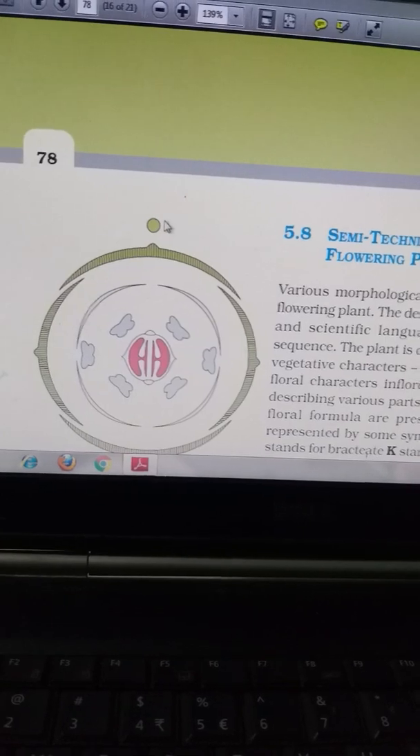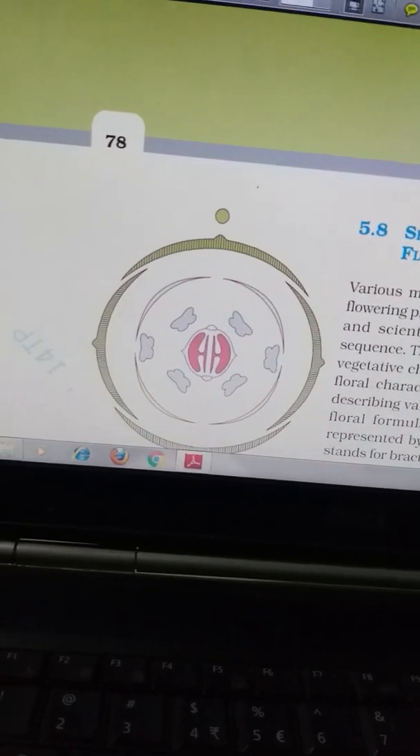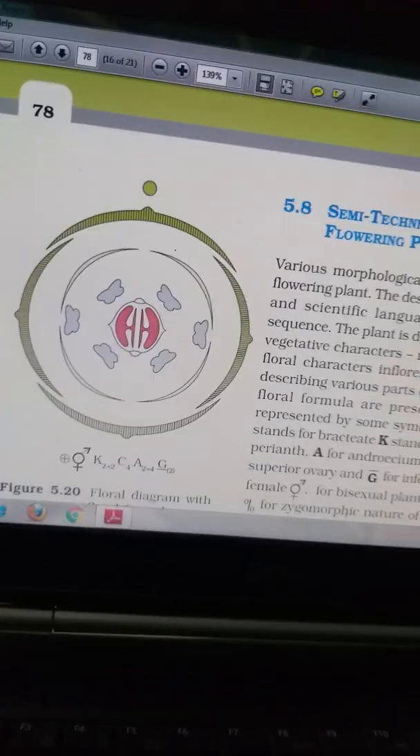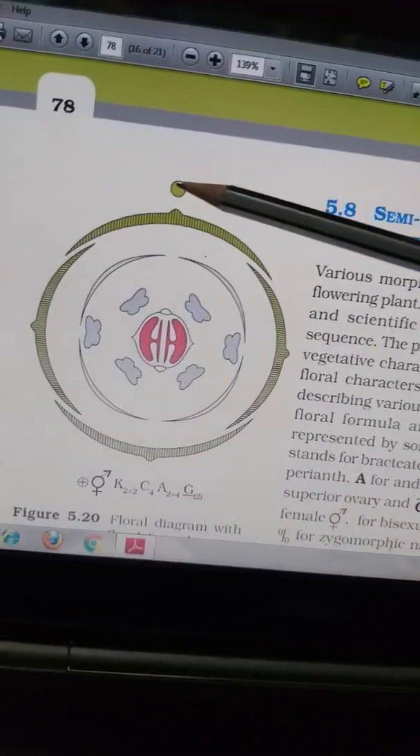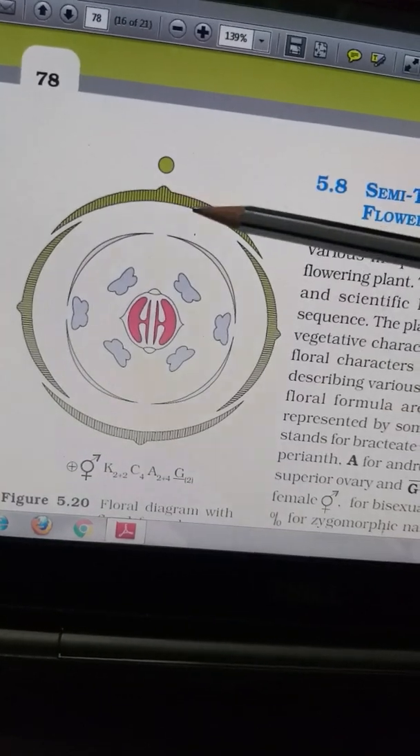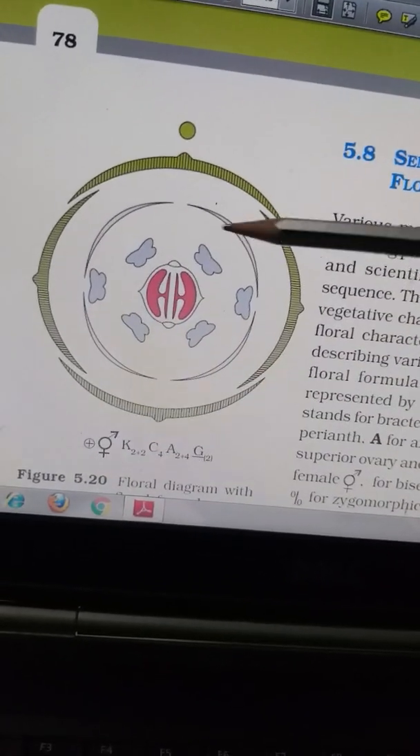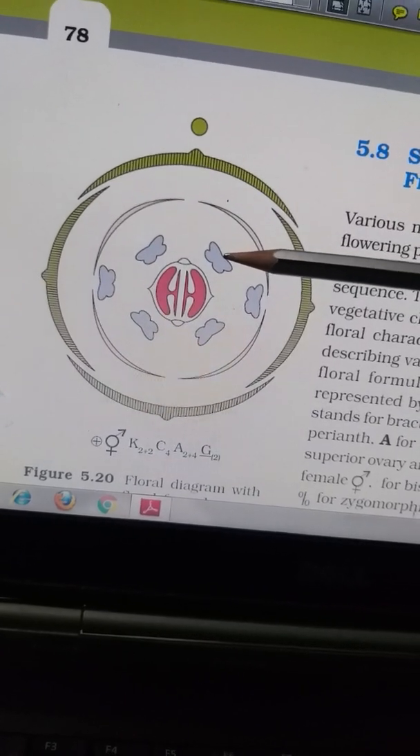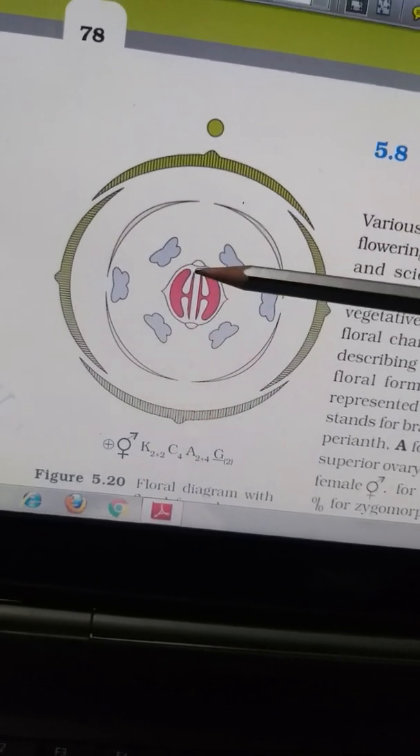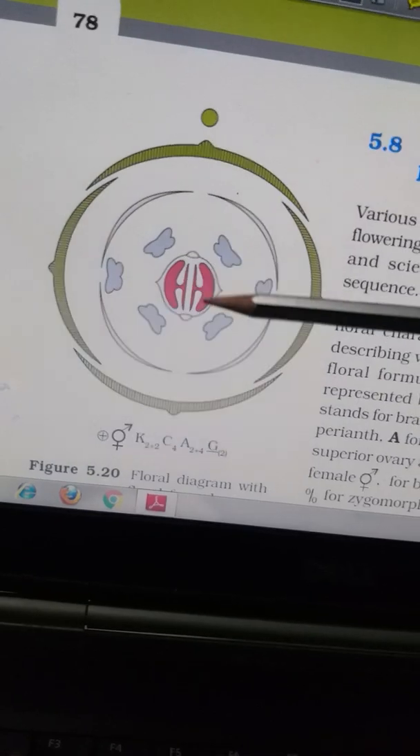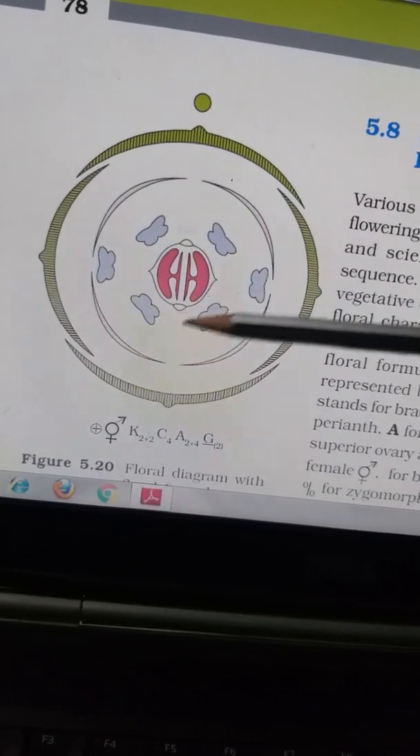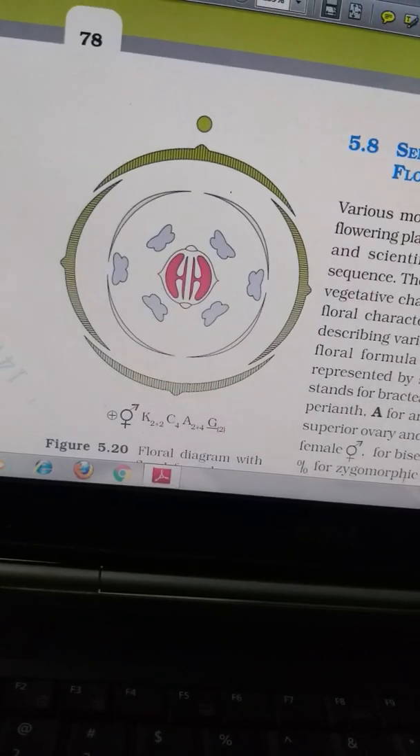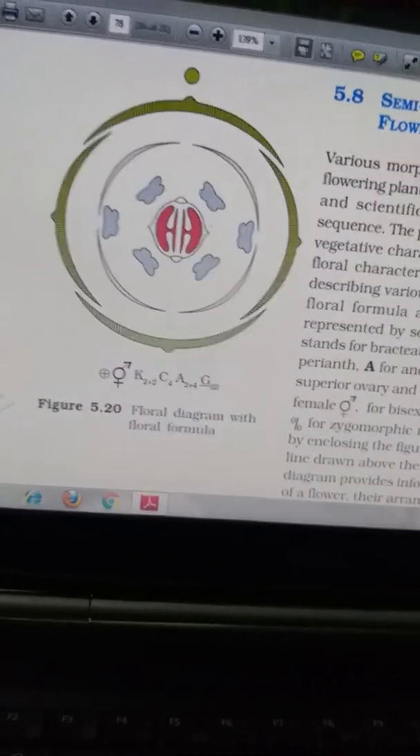Now we'll do a semi-technical description of a typical flowering plant. For example, this is a floral diagram. How do you do it? Here you see this is the base axis. Okay. Here these two are the calyx, these are the corolla, and these are the stamens, or the androecium. This is the gynoecium. This is the ovary, a two-chambered ovary, and these are ovules, with parietal placentation. So this is how it is demarcated, and you can very well know that this is called the floral diagram.